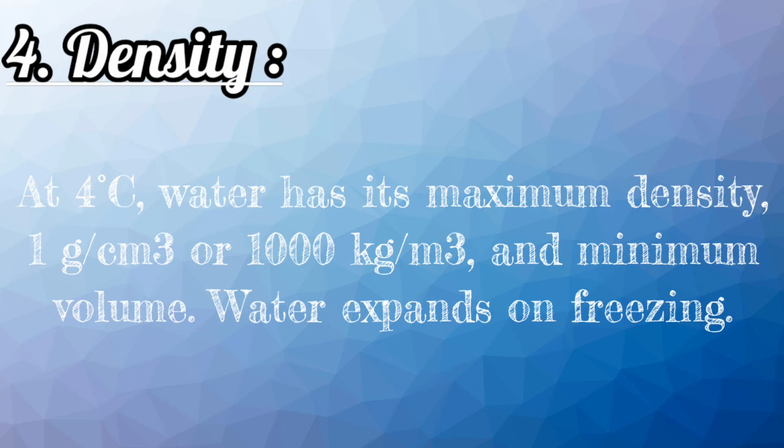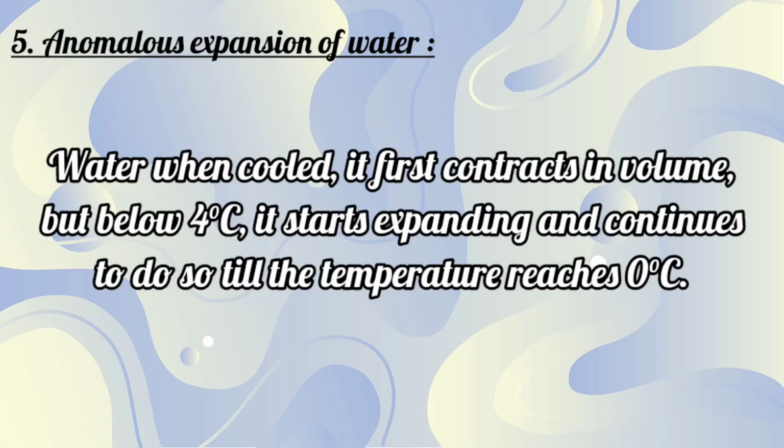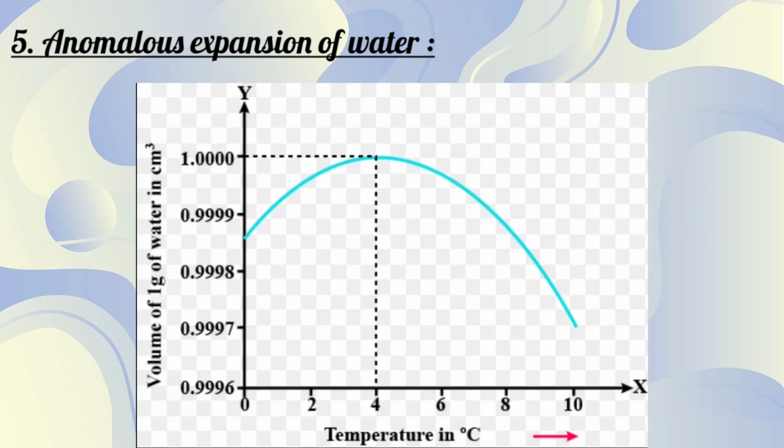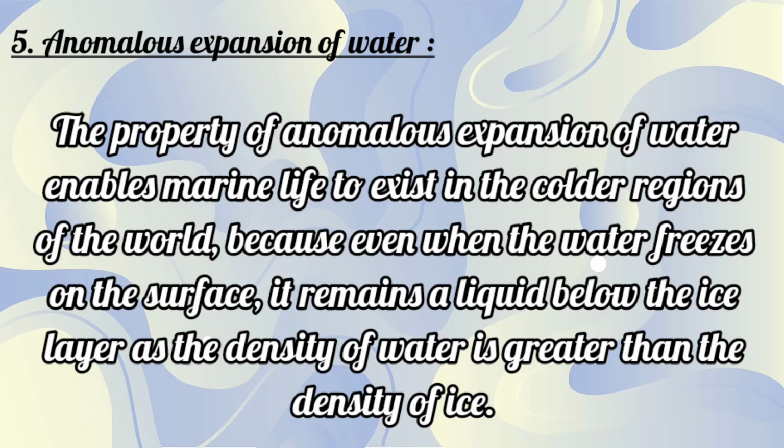Density. At 4 degrees Celsius, water has its maximum density, 1 gram per centimeter cube or 1000 kg per meter cube, and minimum volume. Anomalous expansion of water. When water is cooled, it first contracts in volume, but below 4 degrees Celsius it starts expanding and continues so till the temperature reaches 0 degrees Celsius.